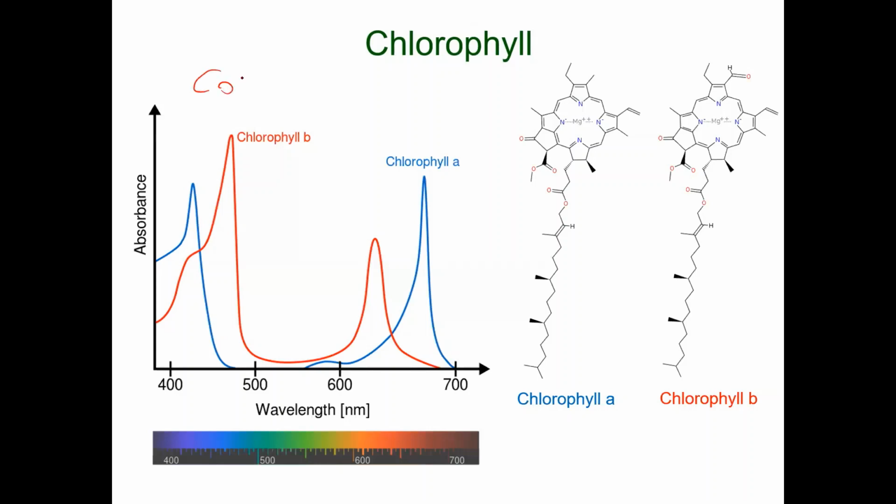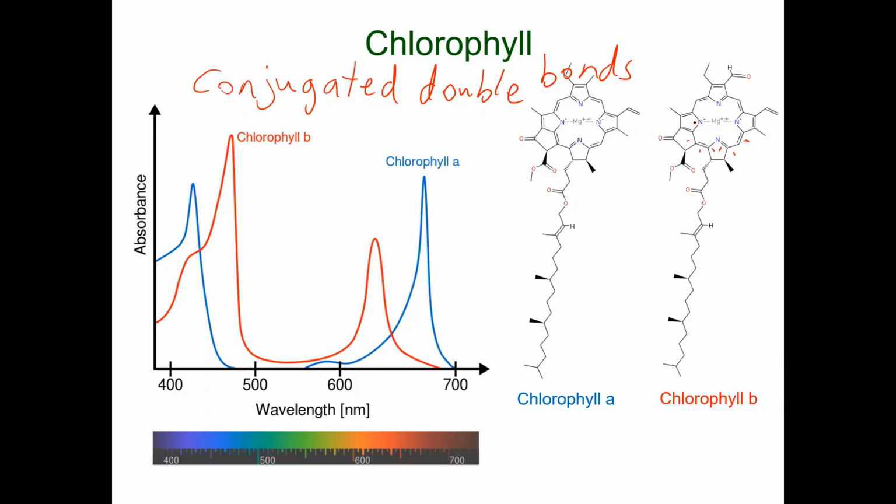So, conjugated double bonds. So what does that mean? It means if you take a look, I'm looking at chlorophyll B. I'll point these things out. You've got a double bond, then a single bond, double bond, single bond, double bond, single bond, and it's like that all over the place.